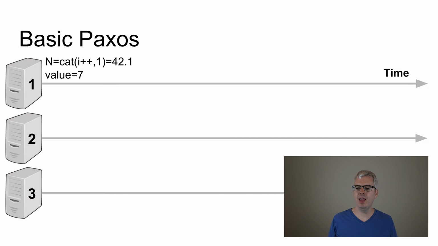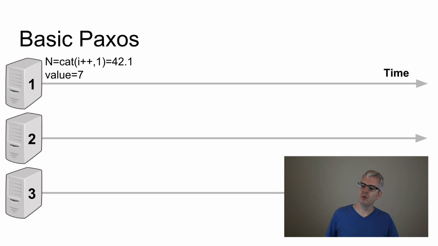When you receive an n from a server, that n has to be different from any n generated by any other server. As a result, the way we do that in this particular example is we concatenate the server number onto the end of n. So 42.1 means that this is the 42nd round of Paxos run on server 1.